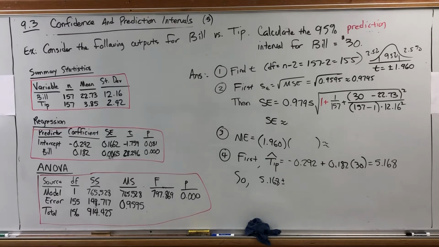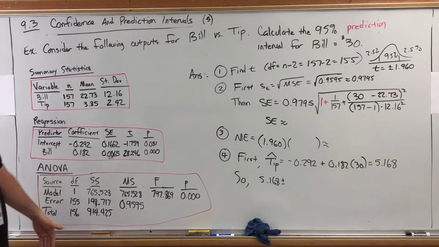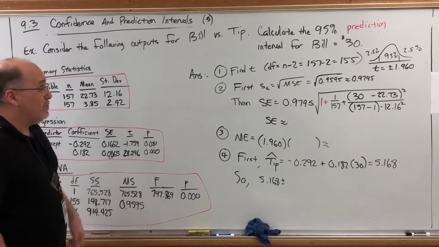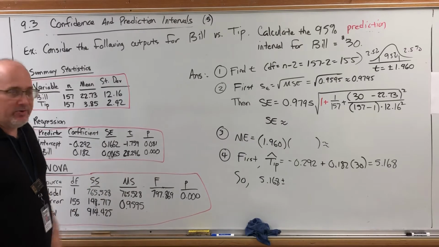Section 9.3, Confidence and Prediction Intervals, Video 5. In the previous video, we used these three computer outputs to calculate a 95% confidence interval for the mean tip when a bill is $30.